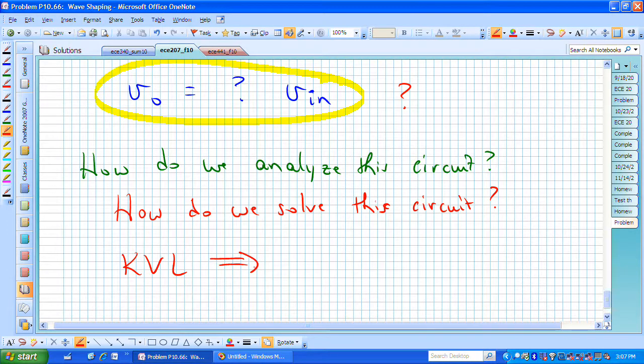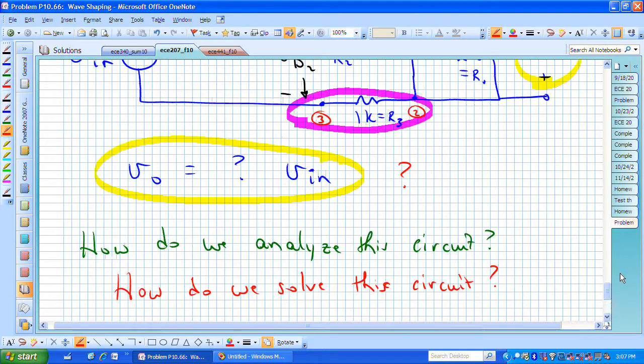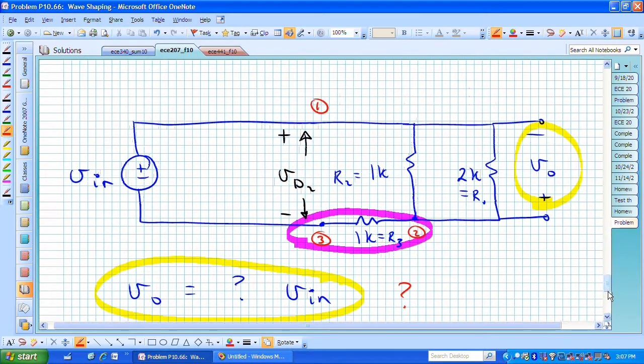If we did a KVL, then that would say we have two loops. Again, if we didn't notice that parallel combination of R sub 2 and R sub 1. Well, what if we did KCL? What do we have? Then we have, if we look at this, if we viewed node 2 as our reference node, then we would have a voltage across R sub 3, and we would have voltage, or V sub 3, and we would have V sub 1.